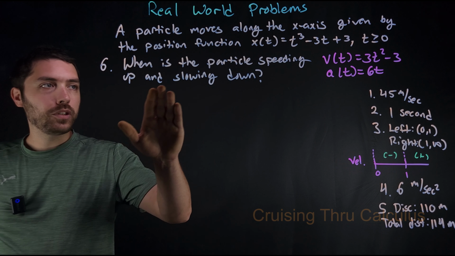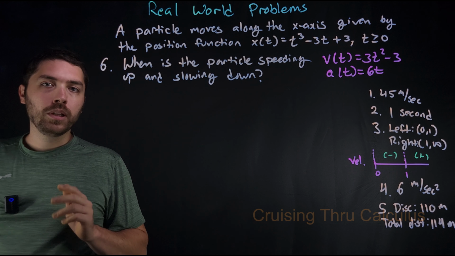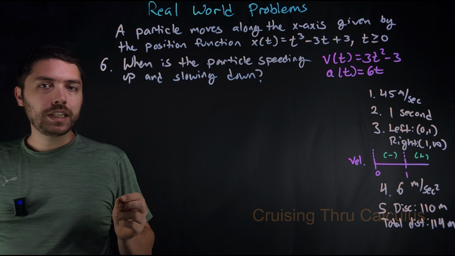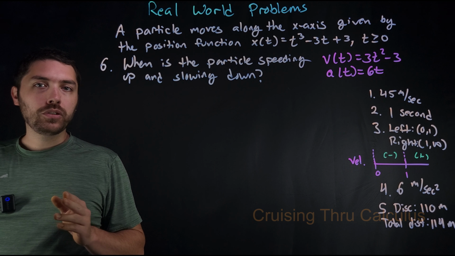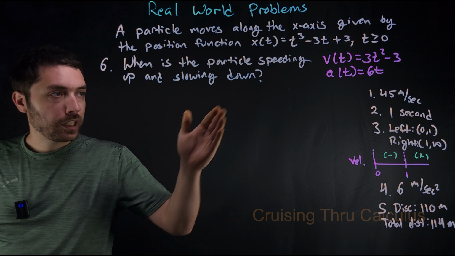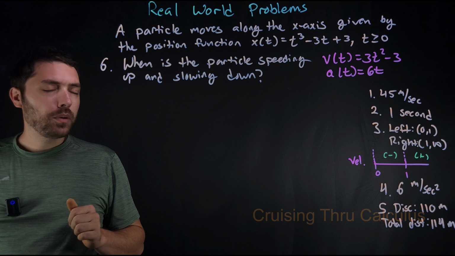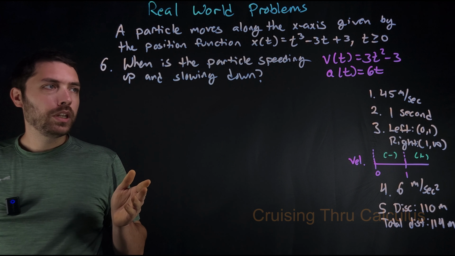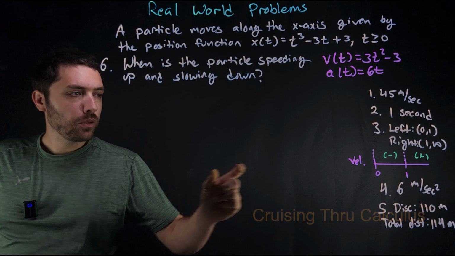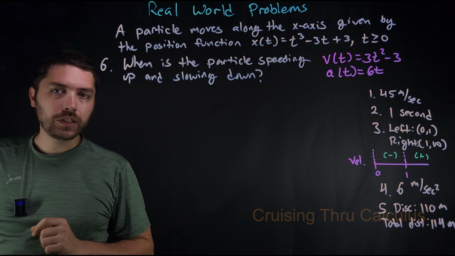The next part says, when is the particle speeding up and slowing down? Well, in order to answer this, we need to compare velocity and acceleration together. As it turns out, we actually know quite a bit about velocity as we were answering the previous problems, but we don't know quite as much about acceleration. So let's take a look at acceleration and let's create the same kind of graph we made for velocity.